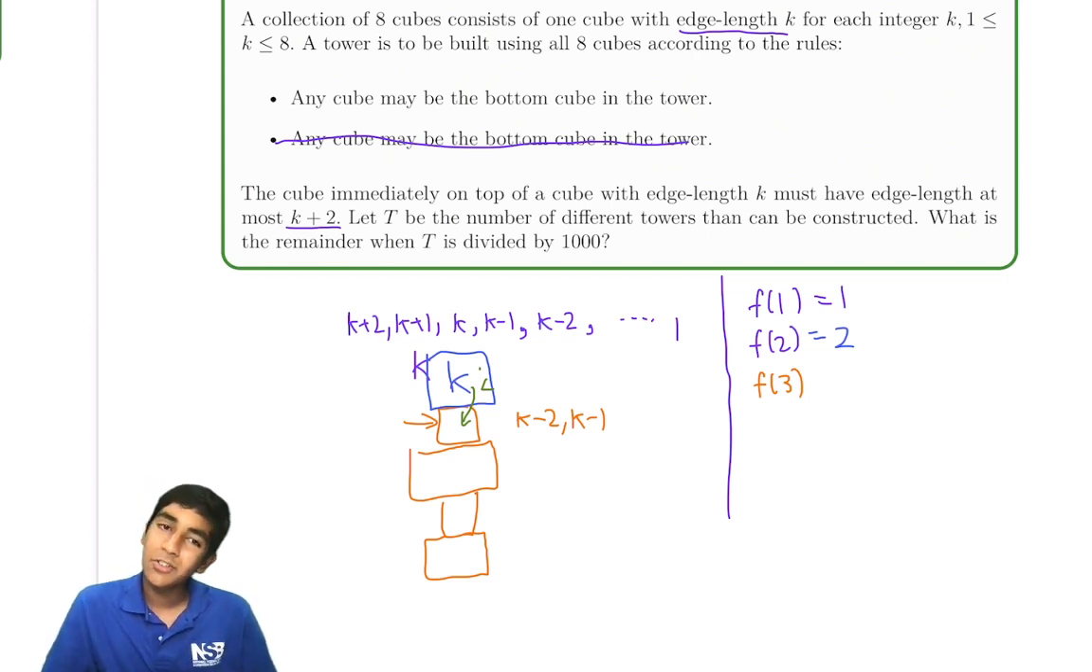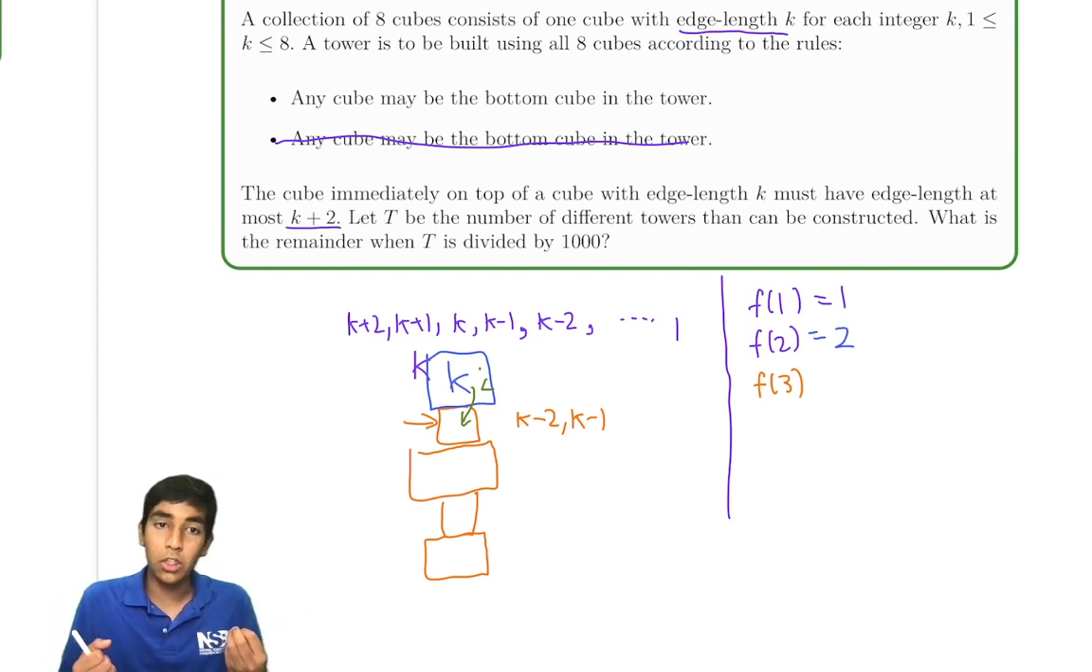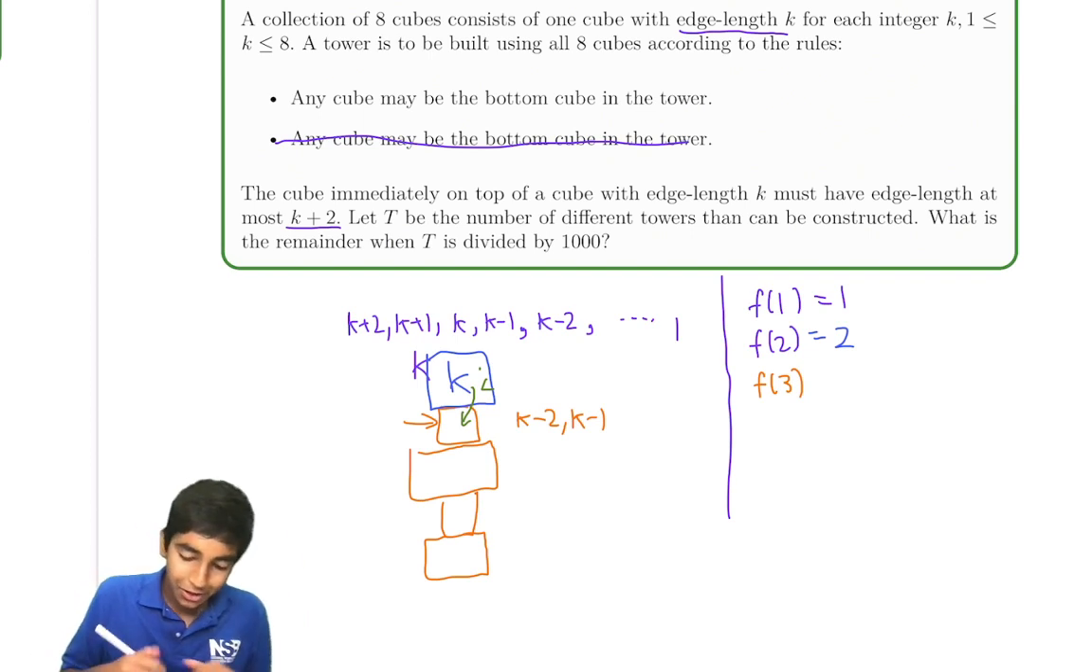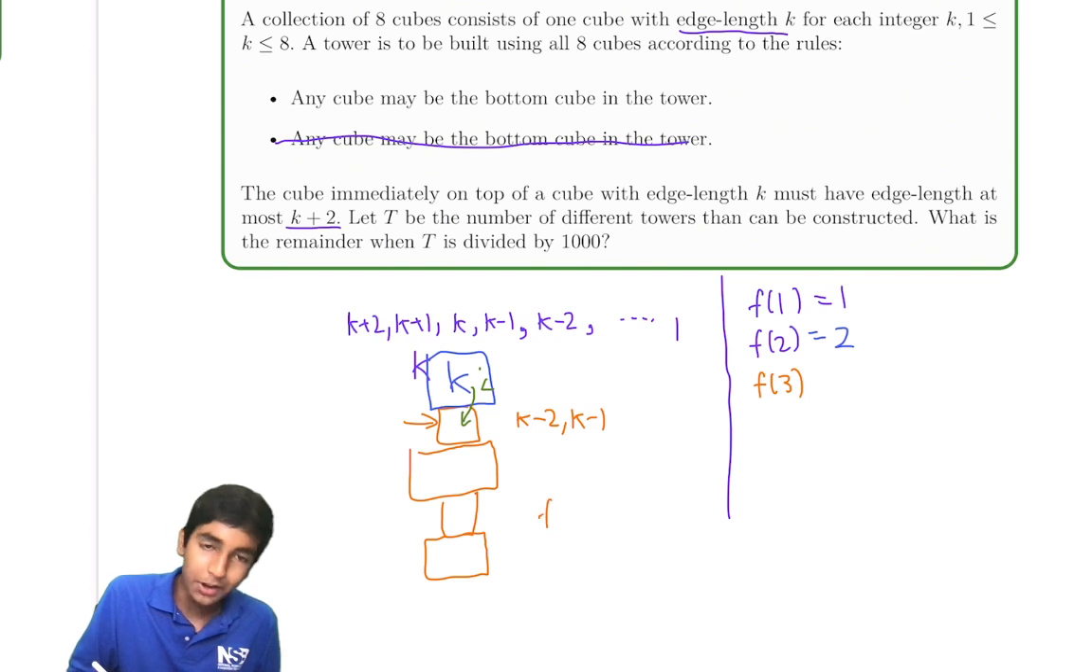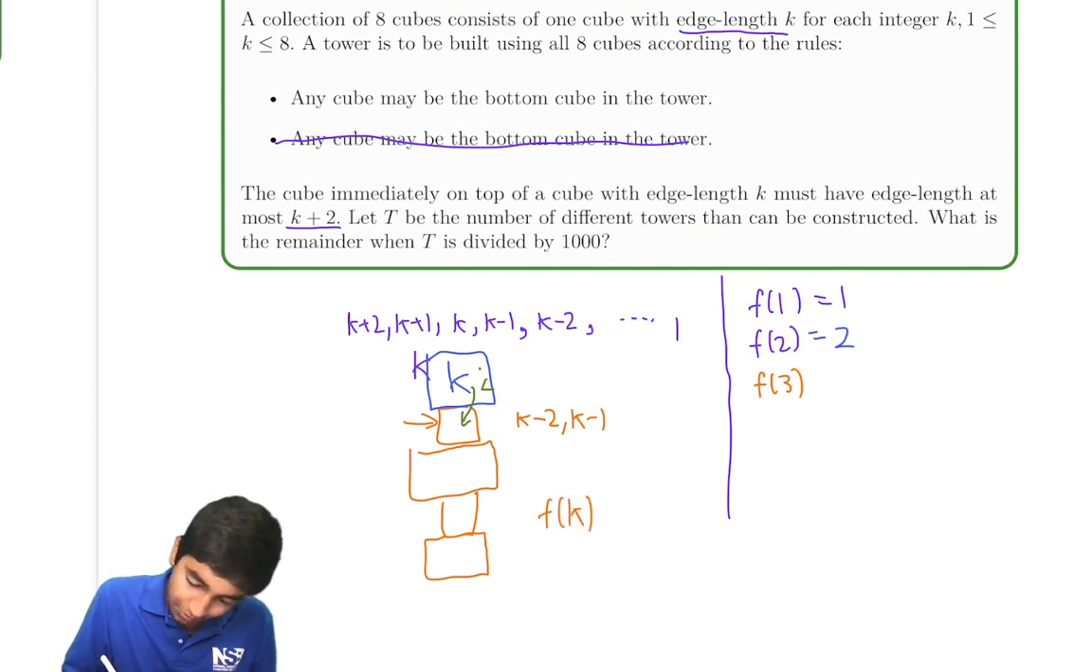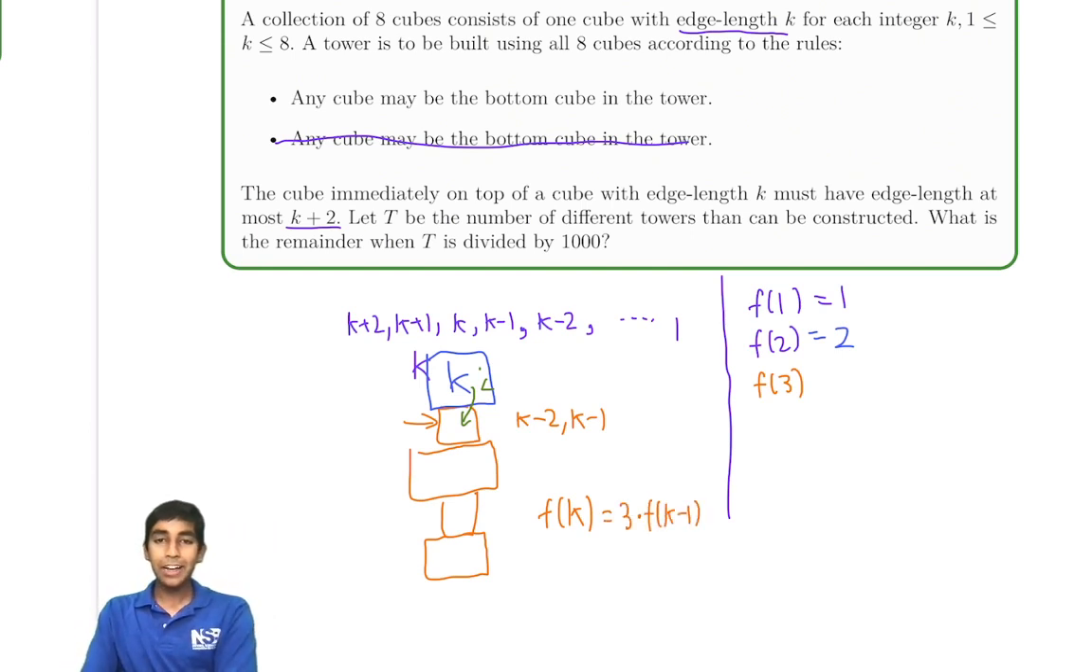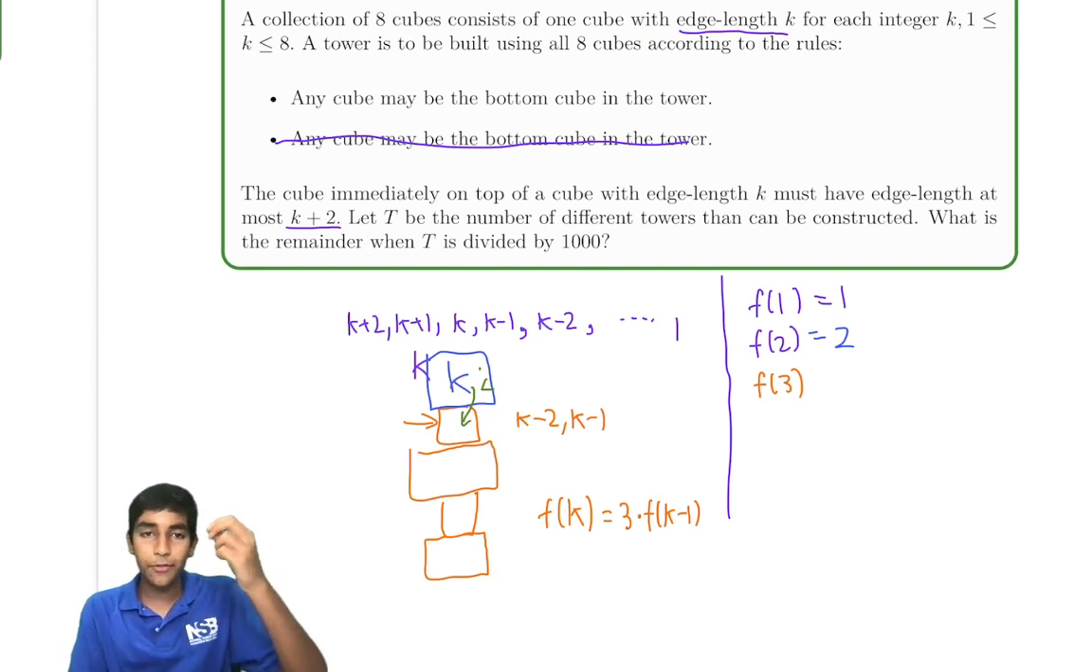Is there anything else? Well, we've considered the case where it's on top of nothing, and we've considered the case where it's on top of anything. That's it. 3 choices. Well, 3 times the number of ways to stack k minus 1 blocks, that is. So now we have a different recursion from the one we've seen. F of k equals 3 times f of k minus 1. Isn't that interesting? How it's just 3 times more as you add each more, because you have 3 choices.